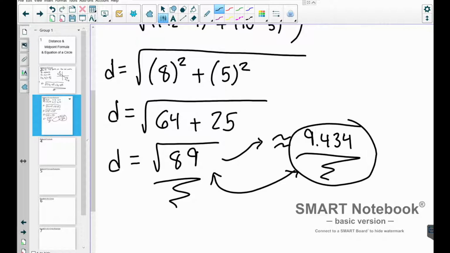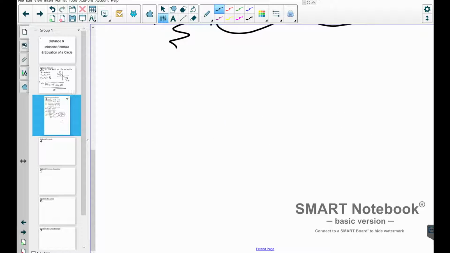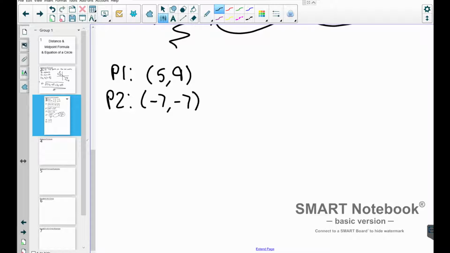Let's do another example real quick before we move on to midpoint formula. Let's say our point 1 is equal to (5, 9), and our point 2 is equal to (-7, -7). So let's label our x1s and y1s. X1 is going to be equal to 5, y1 is going to be equal to 9, x2 is going to be equal to -7, and y2 is also going to be equal to -7.